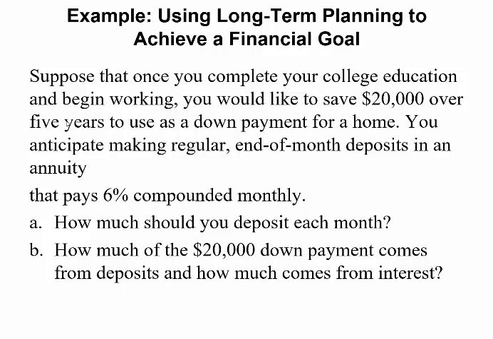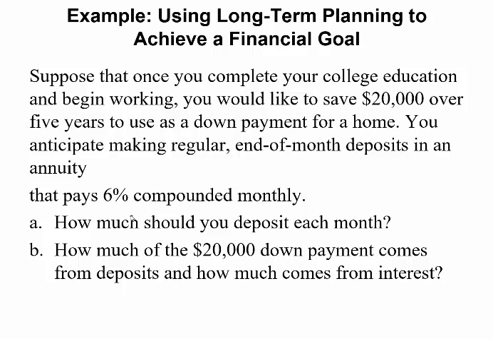So I'm going to deposit at the end of every month, so N is 12, 12 times per year. It pays 6% compounded monthly. So how much should you deposit each month? And how much of the $20,000 down payment comes from deposits and how much of it comes from interest?